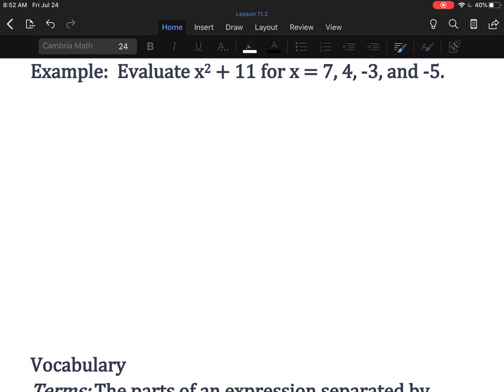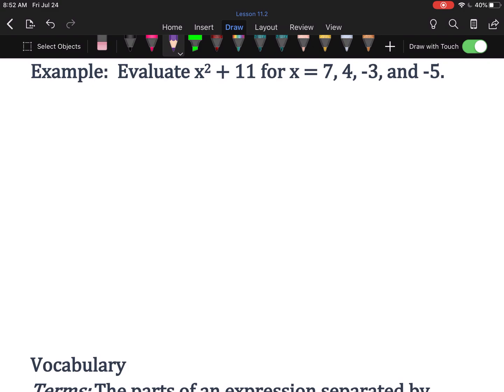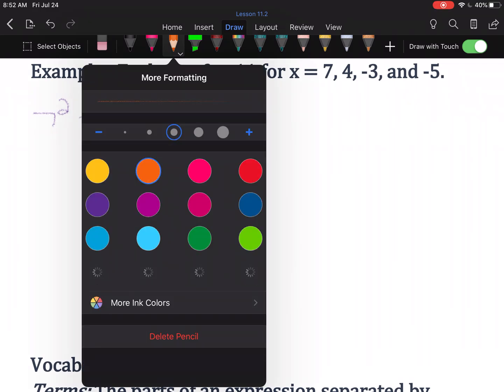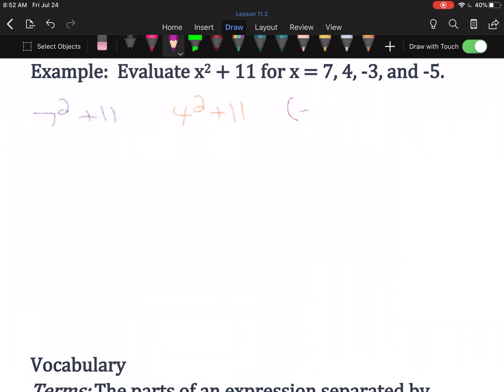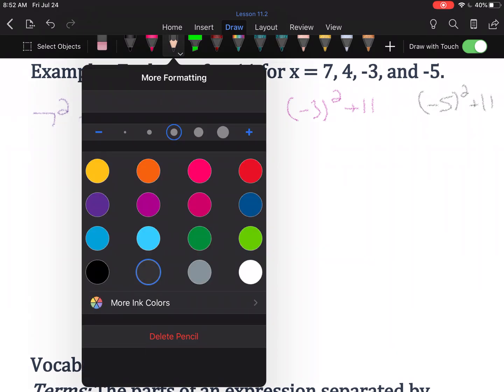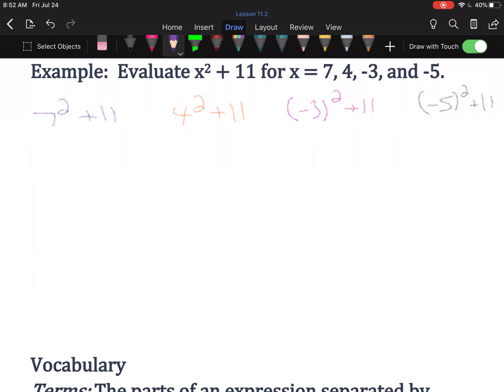Evaluate x squared plus 11 for x being 7, 4, negative 3, and negative 5. That means we're going to have 4 answers because we have to do 7 squared plus 11. We have to do 4 squared plus 11. We have to do negative 3 squared plus 11. And we have to do negative 5 squared plus 11. It tells us 4 numbers to plug in. We've got to plug all 4 in and get 4 separate answers.